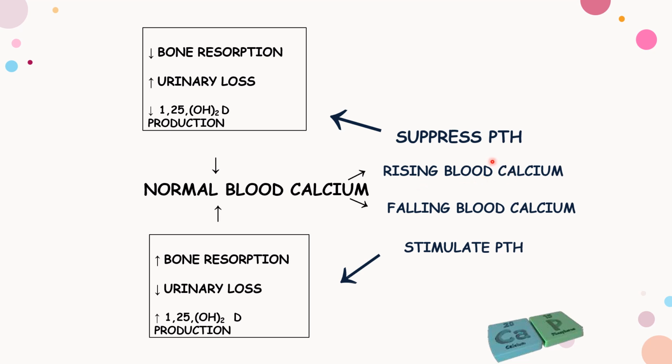So normal blood calcium is maintained by these actions. When the blood calcium is increased, it suppresses the parathyroid hormone so that bone resorption is decreased, urinary loss increases, and 1,25 dihydroxycholecalciferol production, or vitamin D production, decreases. So that leads to normal blood calcium, so that the level is always maintained at 9 to 11. The same thing happens in reverse when the blood calcium falls.